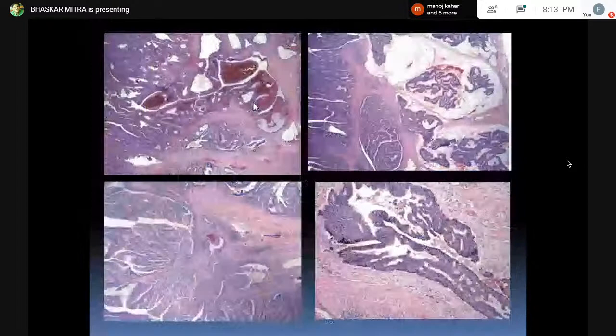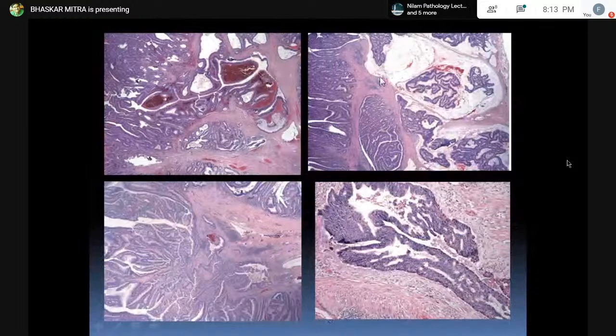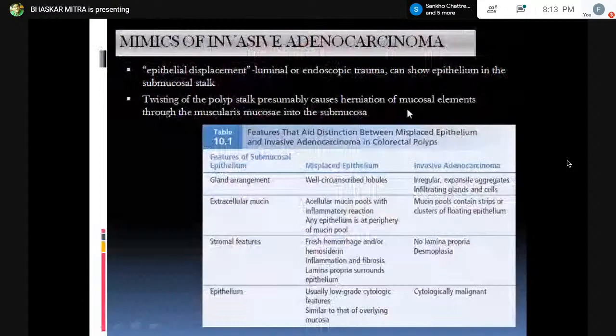Here, there is a dilatation and it goes into the submucosa at the invasive. Or this is a polyp, at the base of the polyp, due to the endoscopic activity. There is a herniation of this mucosa with the cellular pool within the submucosa. Are they invasive? No. These are nothing but the misplaced epithelium, or epithelial displacements.